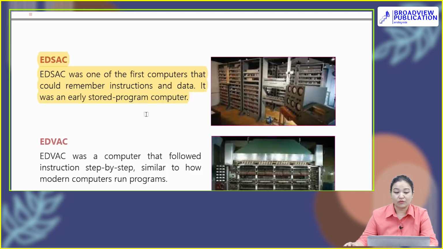Now EDSAC was one of the first computers that could remember instructions and data. It was an early stored program computer. So these were your EDSAC computers. These were the first computers that could remember your instructions and your data.